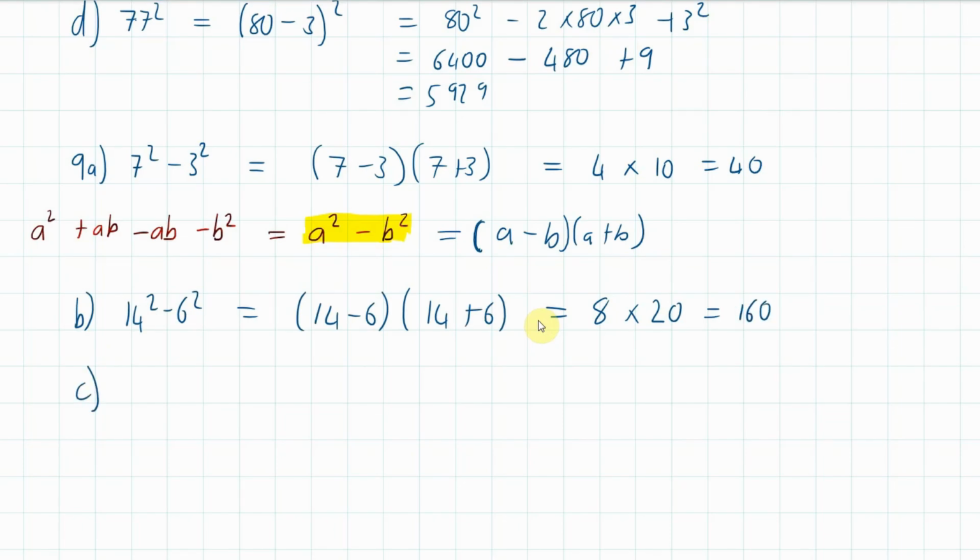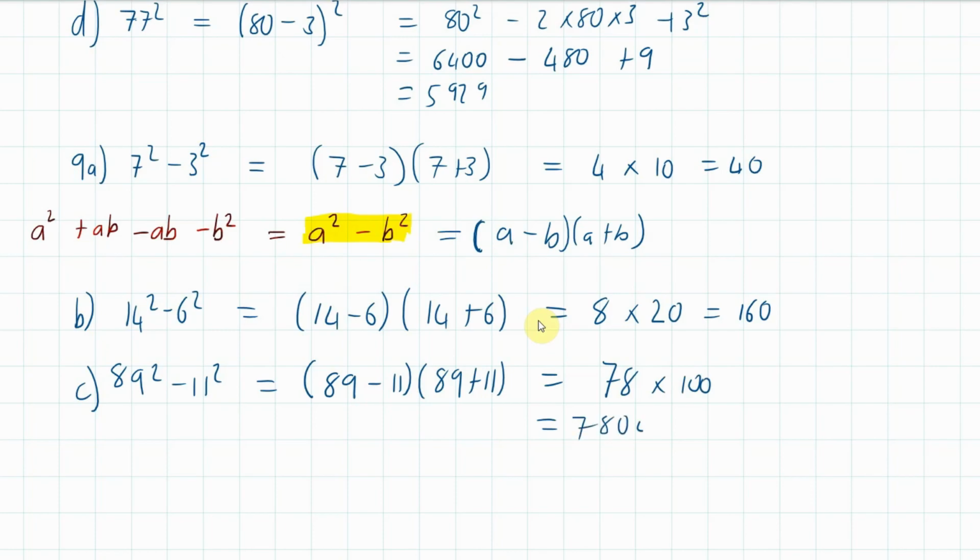Let's do C. This time we've got a rather large one. 89 squared, take away 11 squared. Since it's the difference between two squares, we can write that as 89 minus 11 times 89 plus 11. Now, 89 minus 11, what does that give us? 89 minus 11 is 78. We're going to get 78, and 89 plus 11 is 100. So we'll get 7,800.